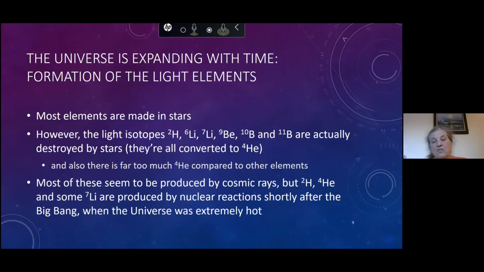The exceptions are the light isotopes between hydrogen and carbon, with the exception of helium-4. Hydrogen, the heavy isotope of hydrogen, deuterium, both the isotopes of lithium, beryllium, and both the isotopes of boron are very, very rare in the cosmos. And that's because rather than creating these elements, stars actually destroy them.